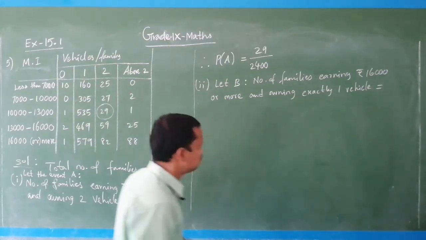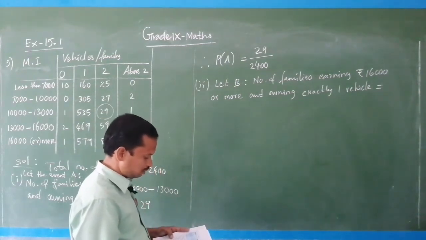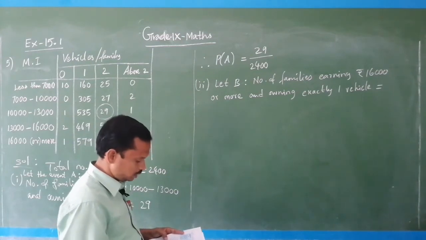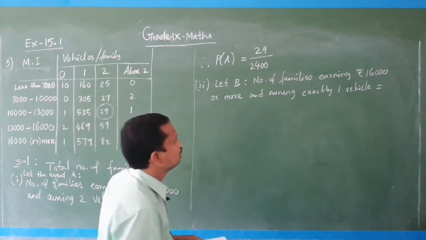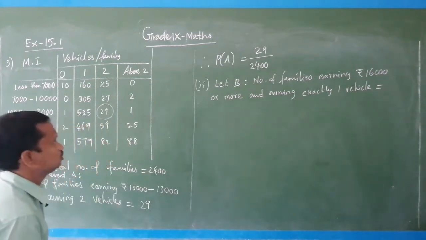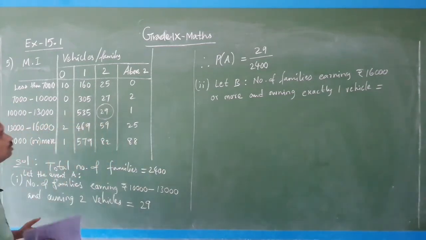One vehicle equal to, so how much? Number of families earning 16,000 or more per month and owning exactly 1 vehicle. So like that you have to take. So that we have to see from the table.